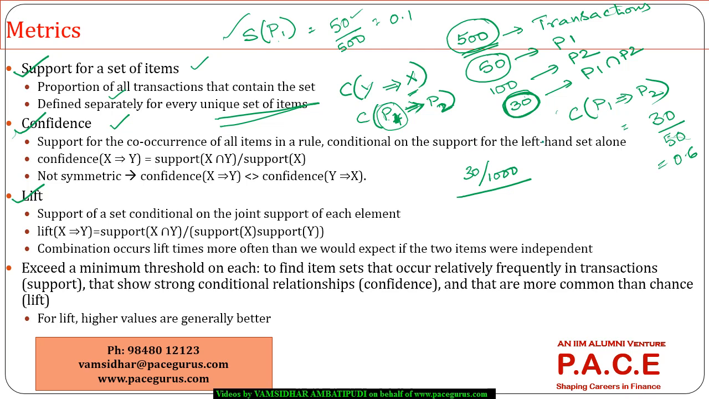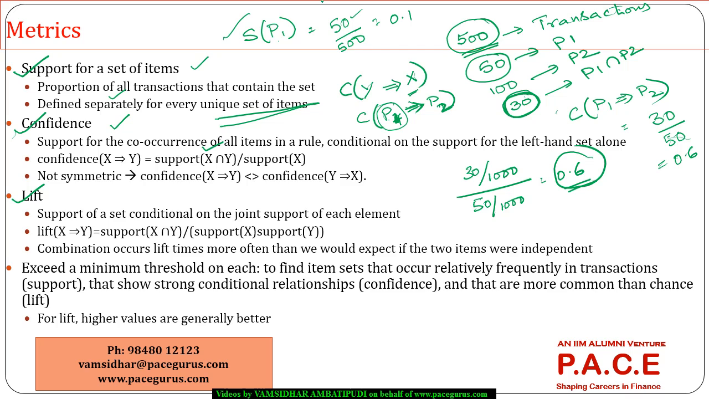Conditional on the support for the left hand side alone, support for P1 alone. Support for P1 we have already computed as 50 by 1000. So it works out as 0.6. This is how we compute support for both x and y divided by support for x. Which means there is a 60% chance that if at all P1 is procured, P2 also will be procured. This is what we are calling confidence.